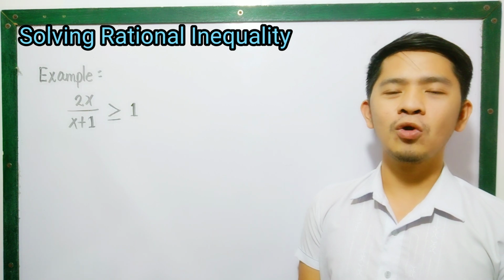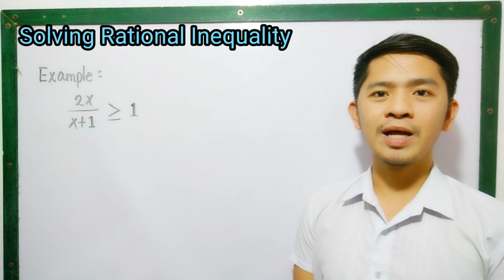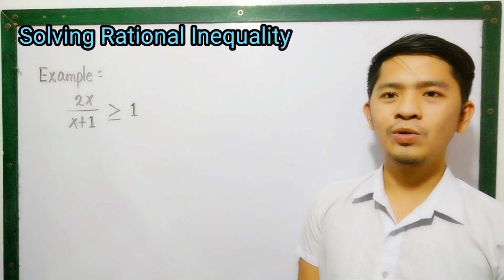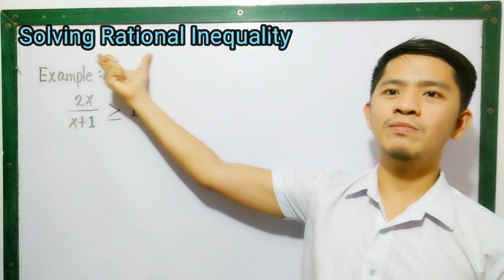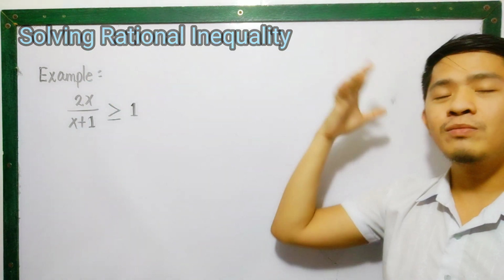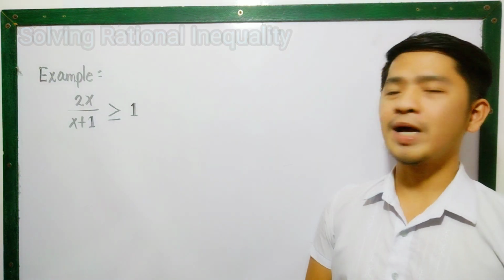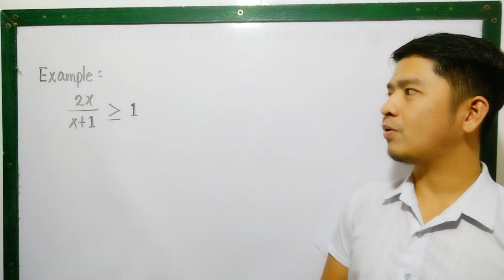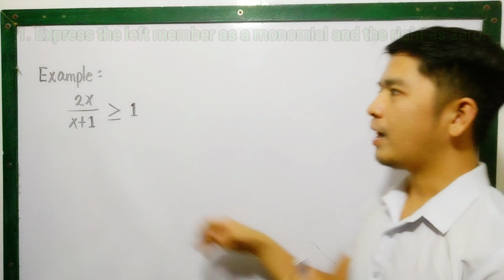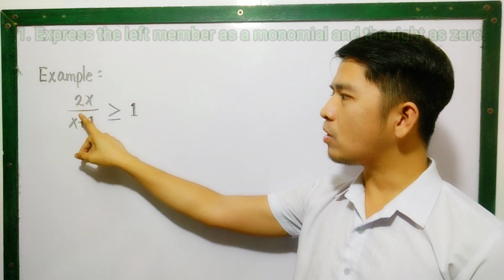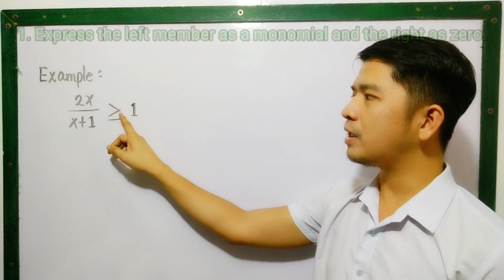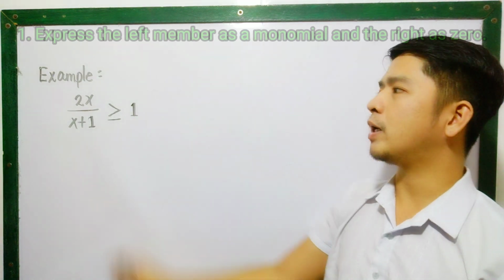So today's video, we're going to solve rational inequality. So, ipapakita ko rito yung mga step kung ano yung mga dapat natin gawin sa pag-solve ng rational inequality. So, let's start. The given here is 2x over x plus 1 is greater or equal to positive 1.